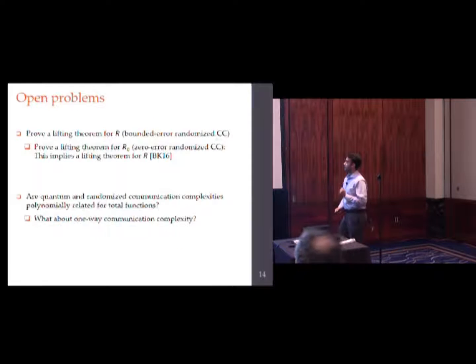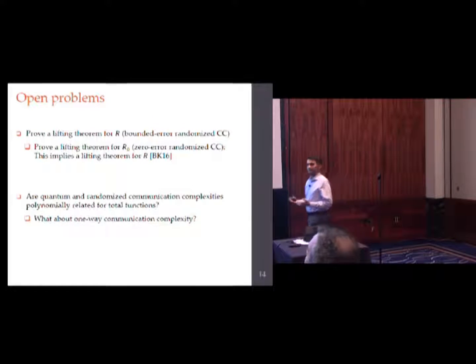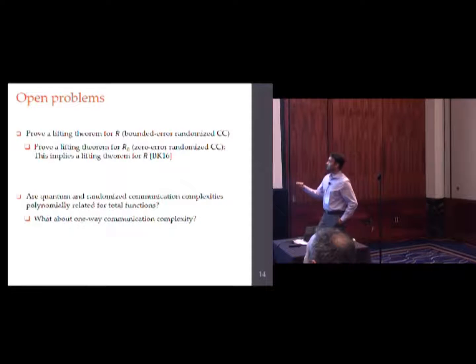And let me end with some open problems. I think the main open problem is to prove a lifting theorem for randomized communication complexity, because as I said, this would imply all the results in this paper. Another fun fact is, if you proved a lifting theorem for zero-error randomized communication complexity, this is actually no easier because it implies a lifting theorem for randomized communication complexity.